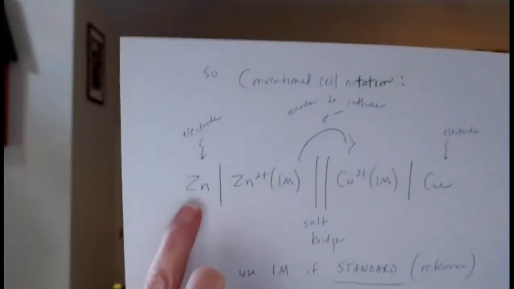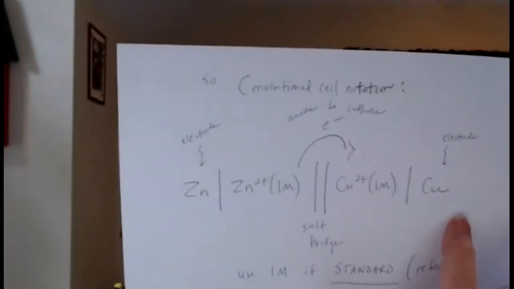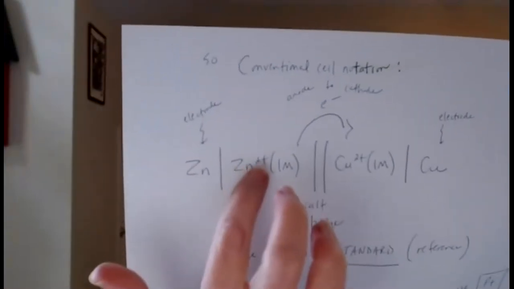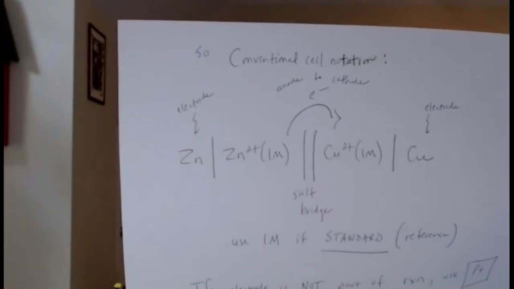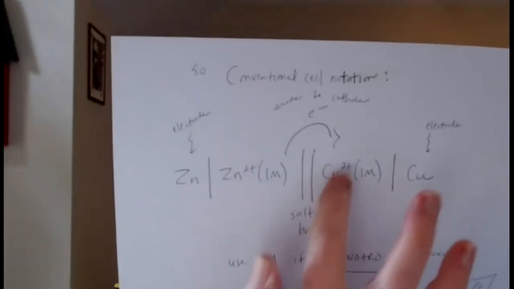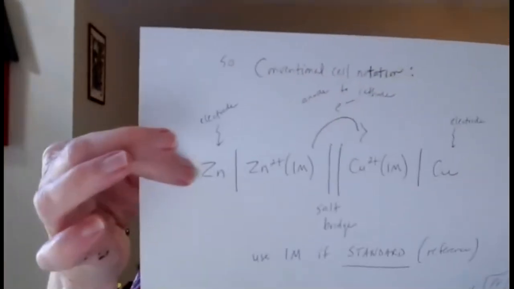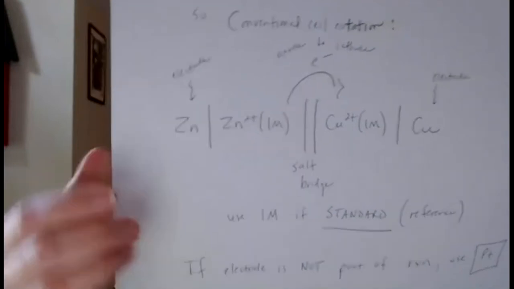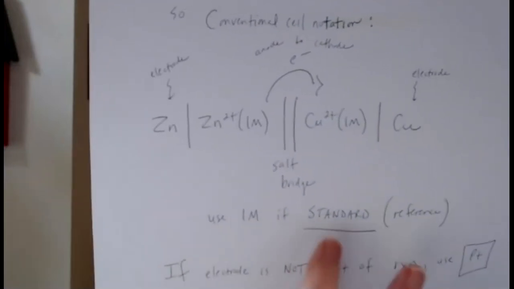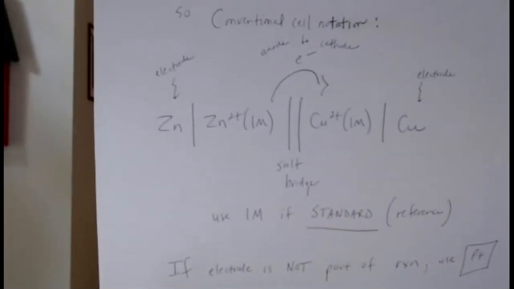Now, here is how. See all this picture, all this mumble jumble up here? All you have to do is write it in one line. One line. Zinc on the outside, copper on the outside. Zinc 2+ at 1 molar, because those are standard conditions. Copper 2+ 1 molar. I'm drawing my electron flow from anode to cathode over my salt bridge. If you use 1 molar, those are standard conditions.